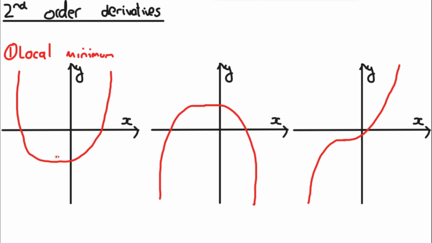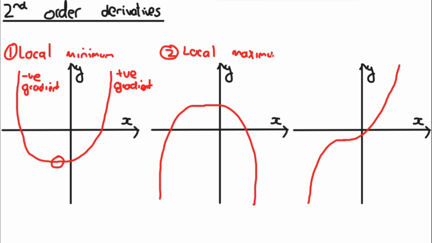And this will be here. And this is where it goes from a negative gradient to a positive gradient. The second type is called a local maximum, and this would be here, and this is where it goes from a positive gradient to a negative gradient.